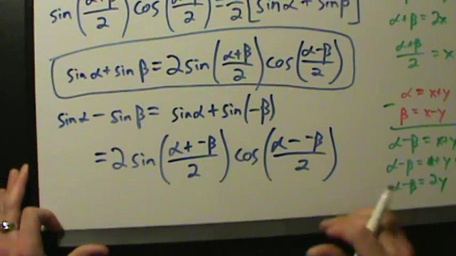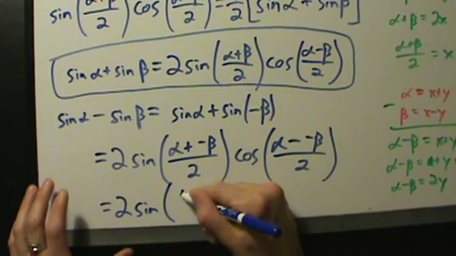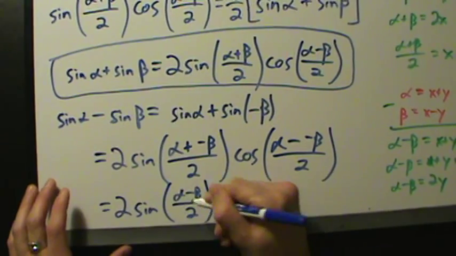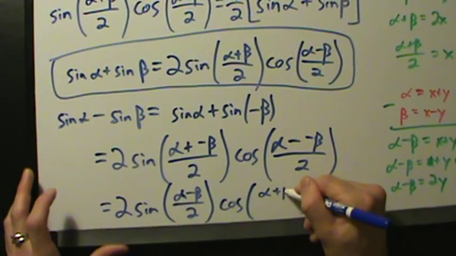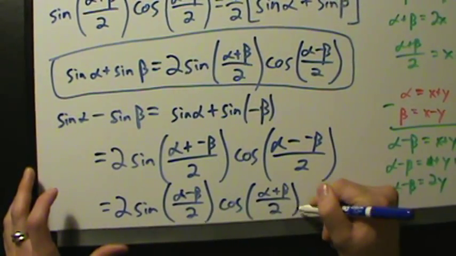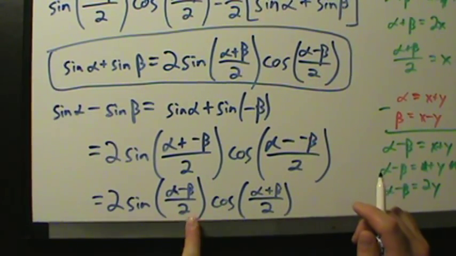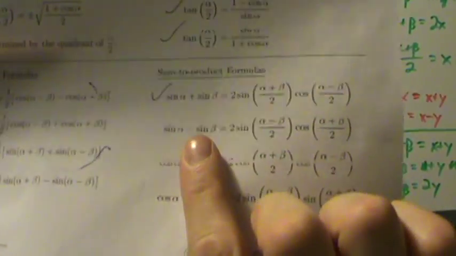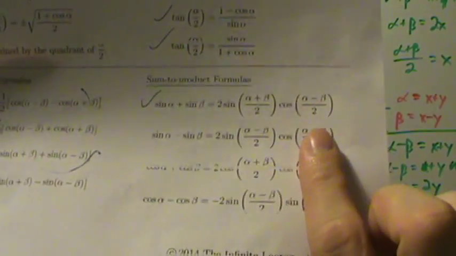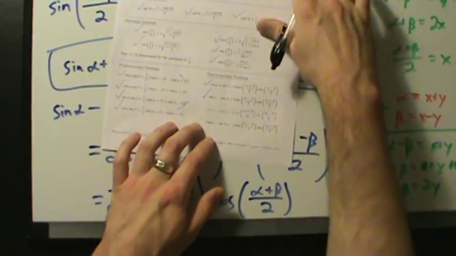So then we can simplify a little more, and this is going to be 2 times the sine of alpha plus negative beta, which is just alpha minus beta, over 2. And then cosine of alpha minus negative beta, that's alpha plus beta, all divided by 2. And that's pretty much it. Sine alpha minus sine beta equals 2 sine of alpha minus beta over 2 times the cosine of alpha plus beta over 2. And if we go back to our formula sheet, we see that that is exactly what we have right here. So that established the second formula.